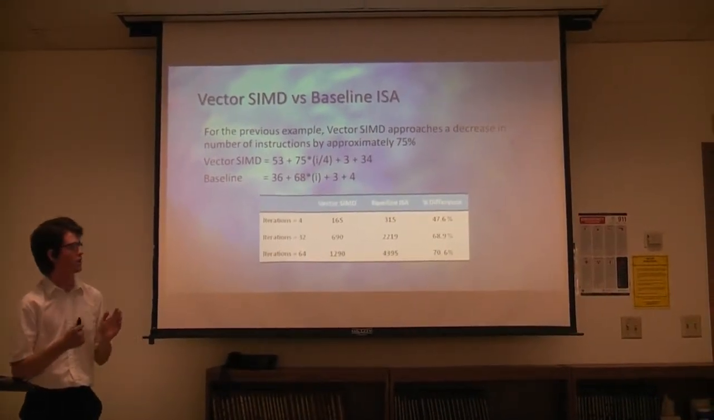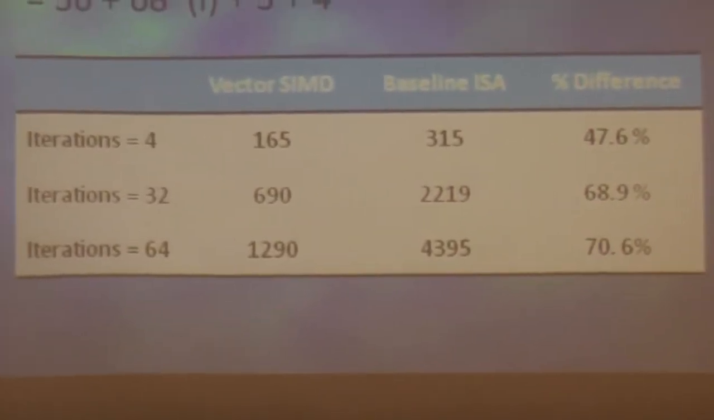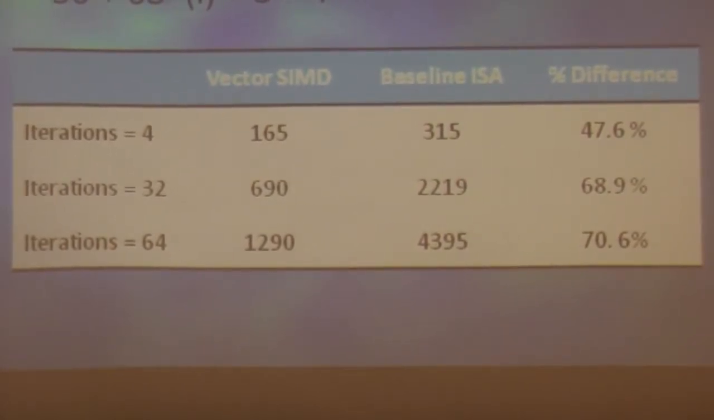So here we present to you the code for SIMD and baseline. The SIMD code has a few more instructions in order to load the initial registers. It's able to complete the operation much faster, as seen by this chart. For vector SIMD, for 64 iterations, we would have 1,290 states. But for the baseline, that would take us almost 4,400 states. So that's an improvement of about 70%. We have 70% fewer states.